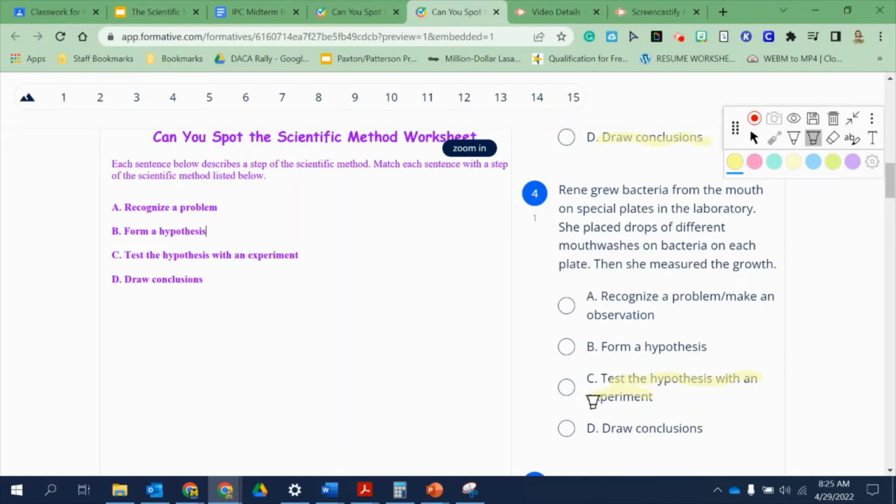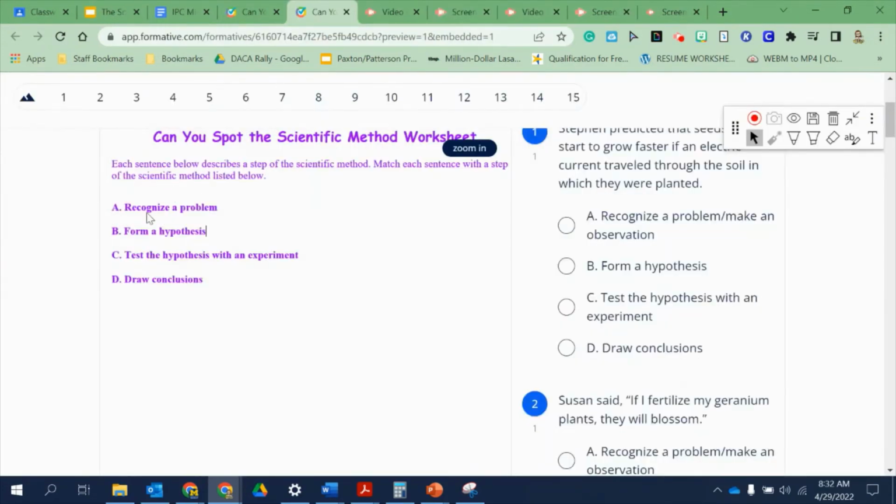This is an experiment. Right, so let's see. So again, we've seen an example for B, or we saw 2. This one was testing the hypothesis with an experiment, and then drawing conclusions. We saw an example of that. So let's look for an example of recognize a problem. All right, so trying to find one that is an example of recognize a problem.